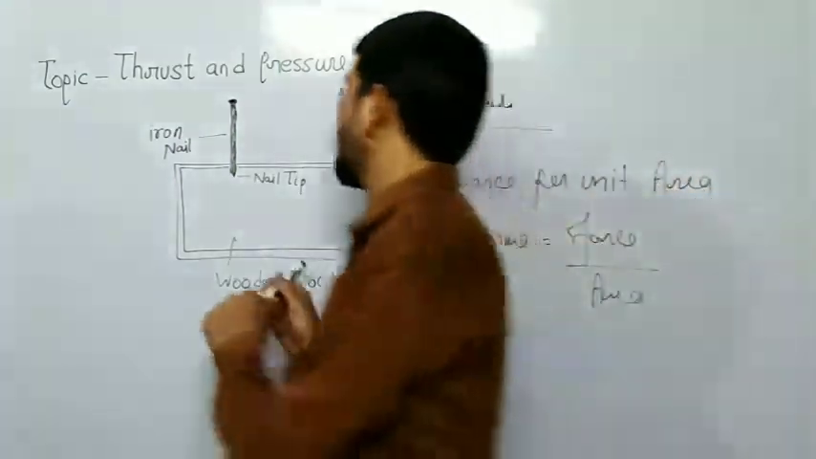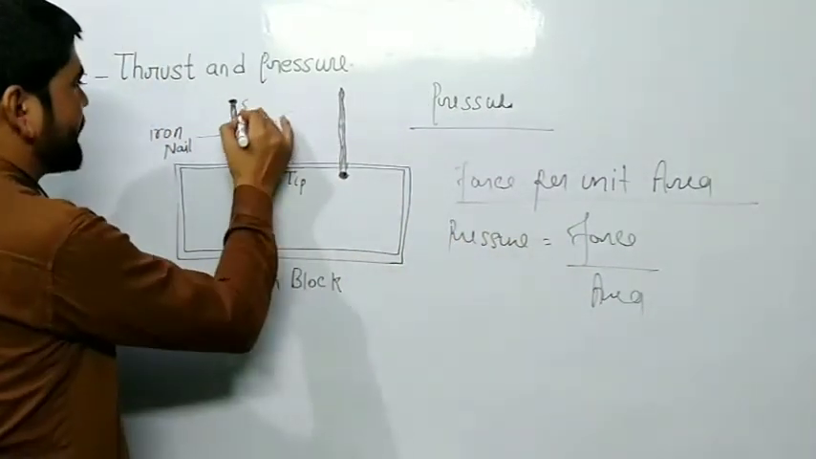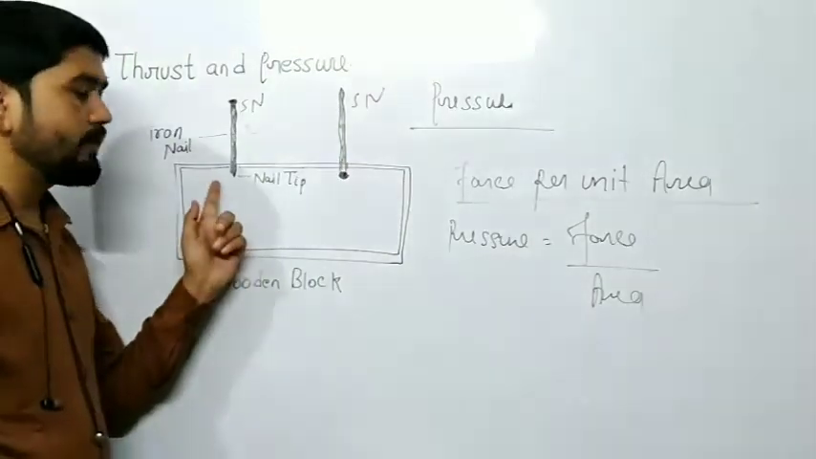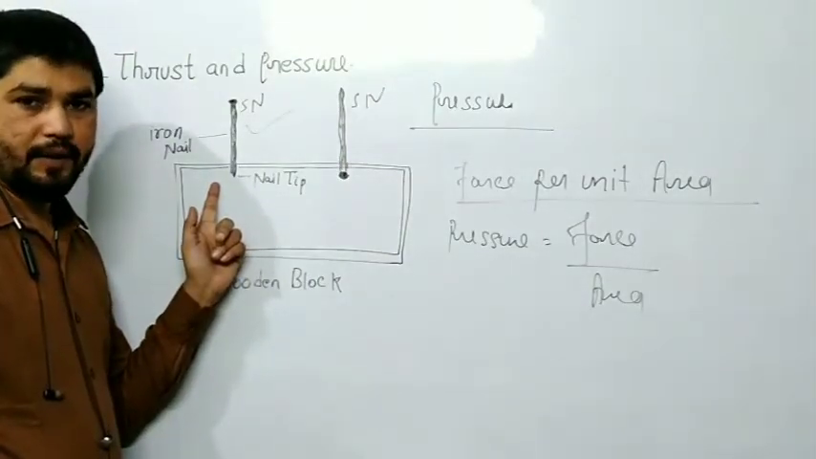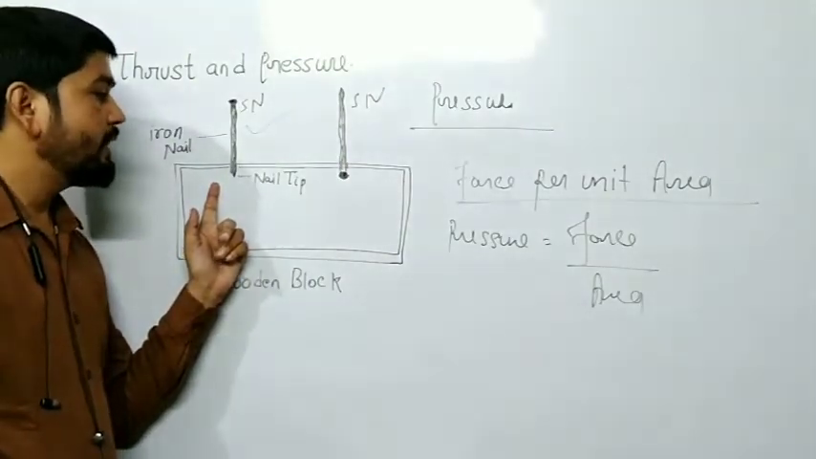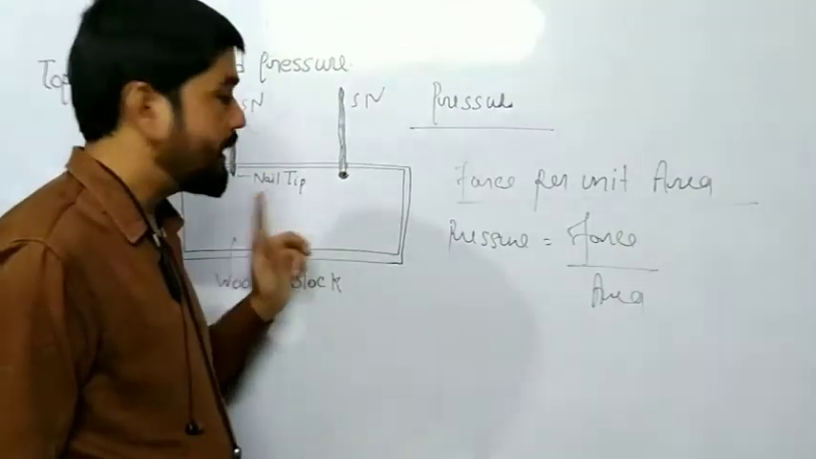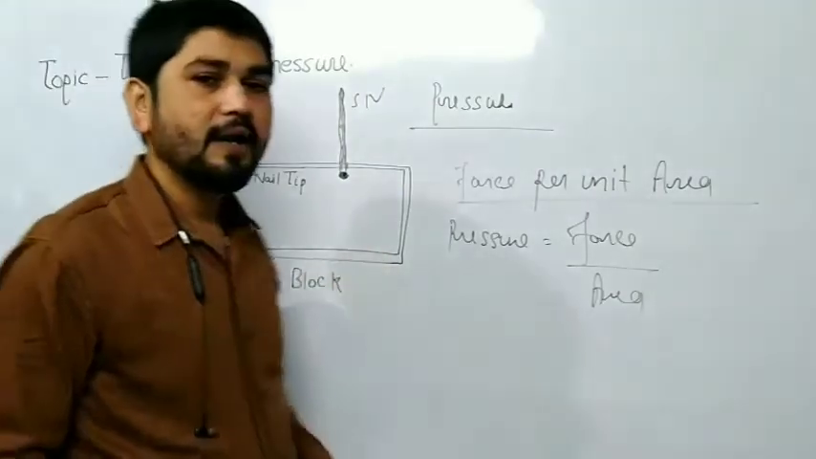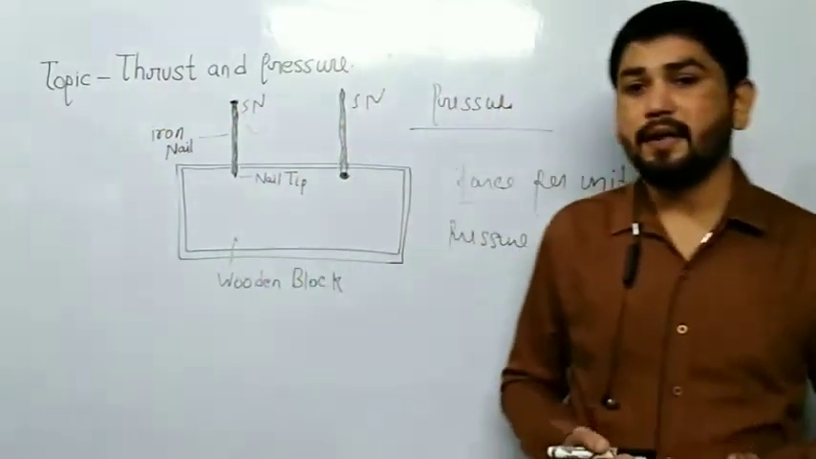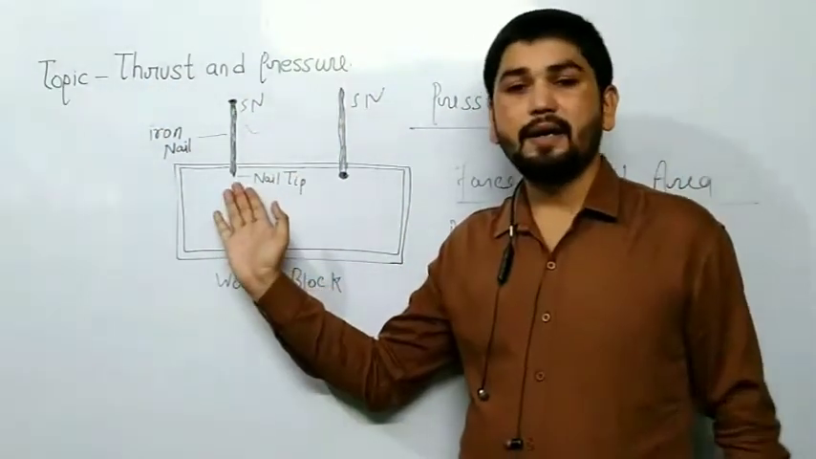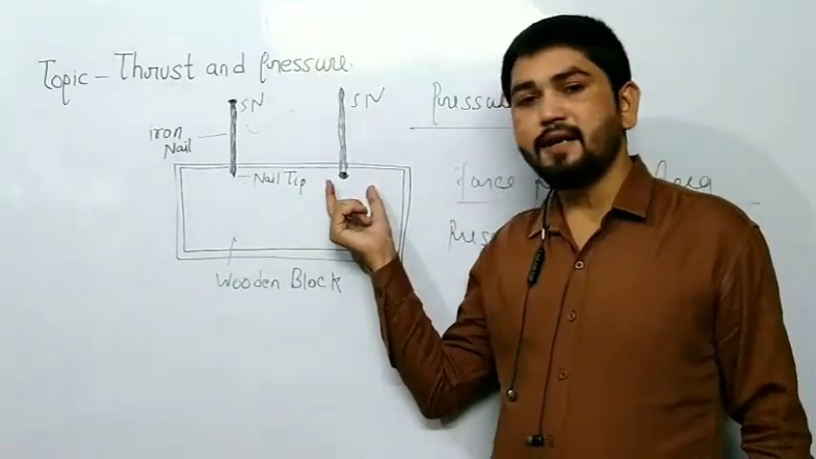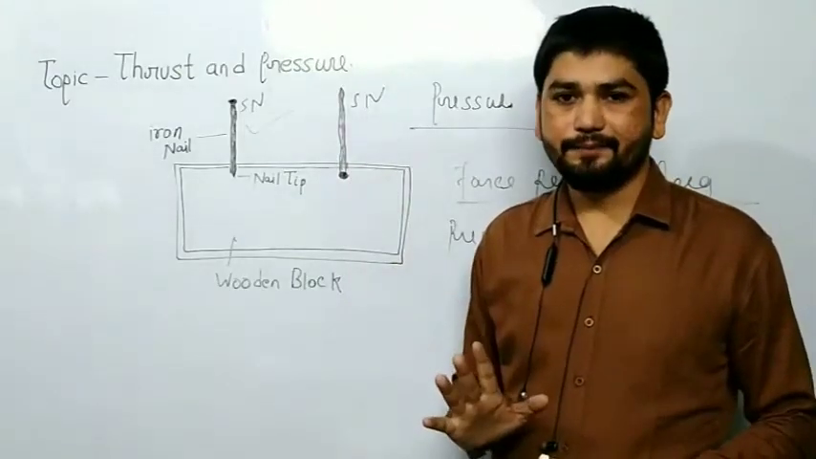Suppose I give this example: 5 Newton force applied here and 5 Newton force applied here. In this one, pressure will be greater because area is less. But here, pressure will be less because area is greater. Here, area was less, that's why pressure is greater. Here, area was greater, that's why pressure is less.